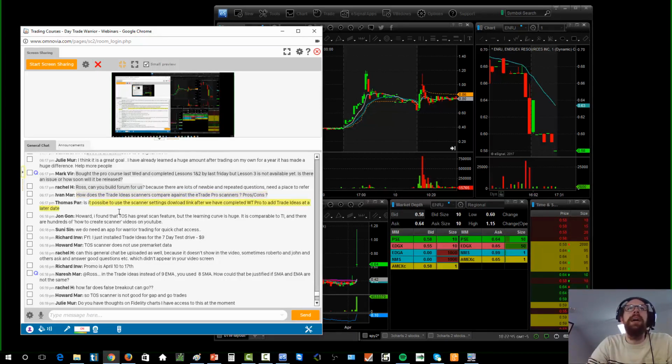Yeah, you can download the scanner settings and set them up whenever you want. Just keep them on your hard drive. Quick chat access? No, there's no app. It's just a web browser, so you can just load it in the browser.